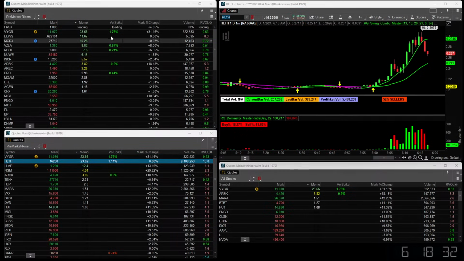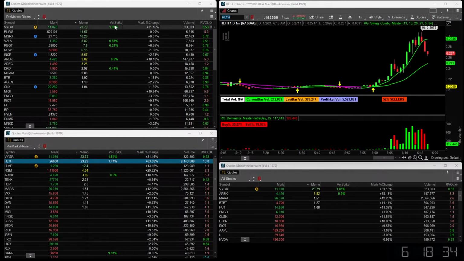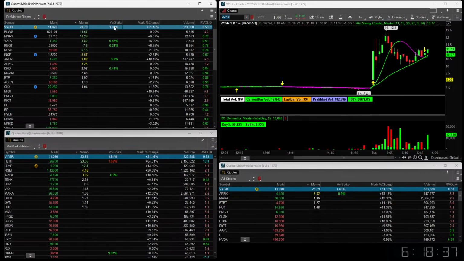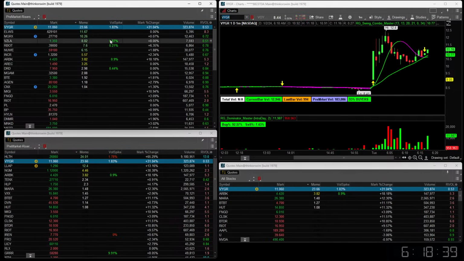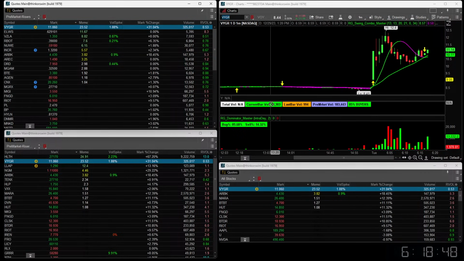So if you're just joining us, we're watching this volume spike indicator for anything that's taking off. When you see volume spikes happening, the stock will make its way up to the top. And we click on it, check the volume first, make sure there's a lot of volume flying.